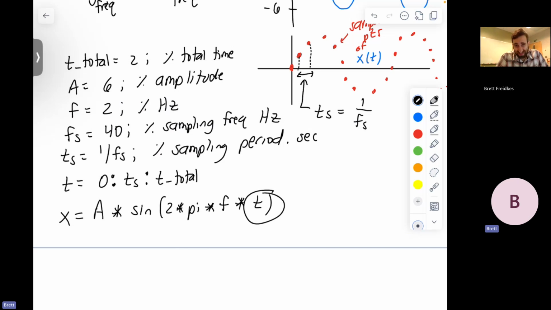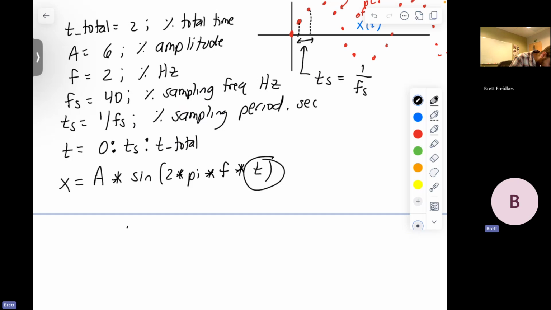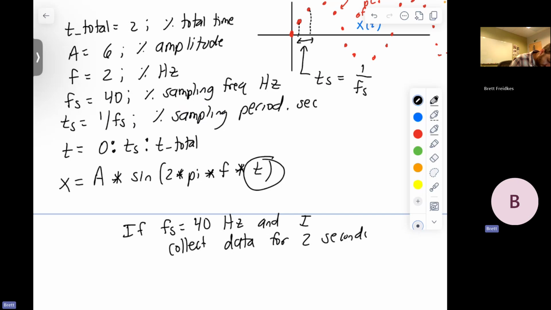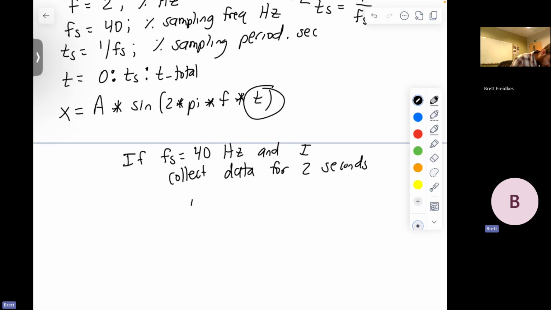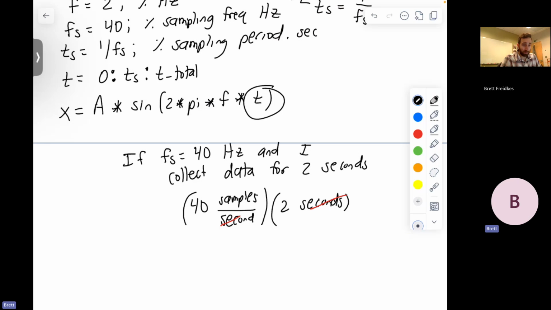Now, is this correct? Let's think about this for a second. If Fs is 40 hertz, and I collect data for 2 seconds, how many points do I have? Well, if I do 40 samples per second multiplied by 2 seconds, this is just some dimensional analysis to cancel out the units, we end up with 80 samples.